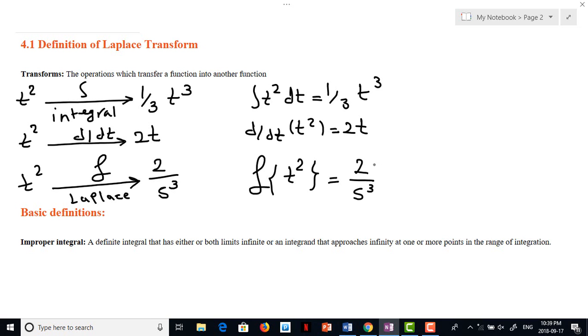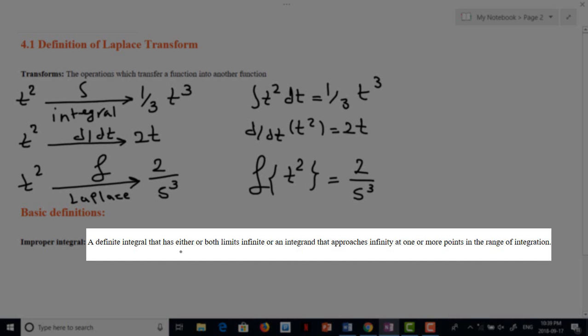Now we want to see what the Laplace transform is. In order to define the Laplace transform, we have to know some basic definitions. The first definition that we need is the improper integral. As you can see here, an improper integral is defined as a definite integral that has either or both limits infinite, or an integrand that approaches infinity at one or more points in the range of integration. So in fact, it has two definitions.